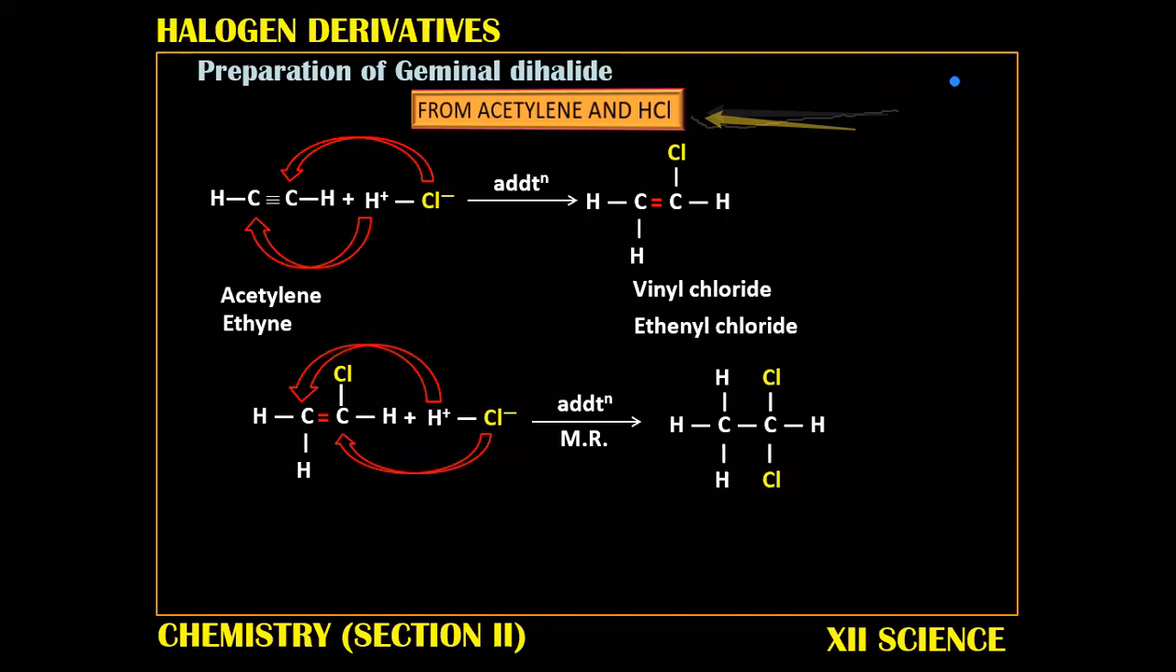I'll change the slide. Name of this compound, geminal dihalide: ethylidene dichloride or 1,1-dichloroethane.